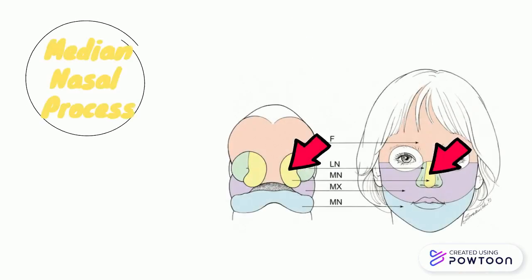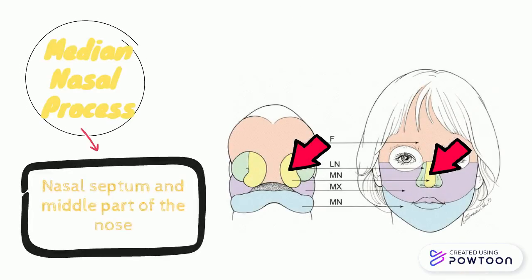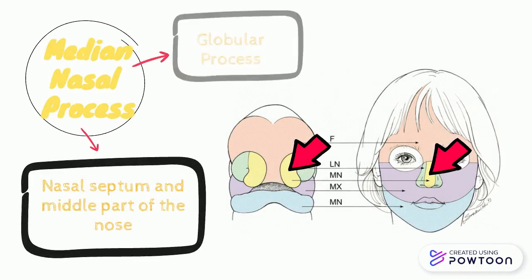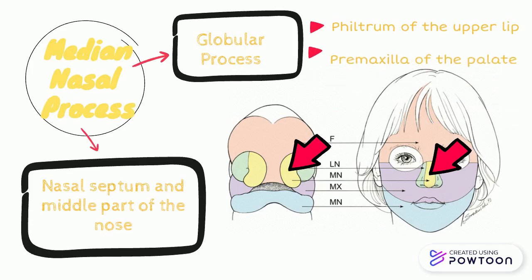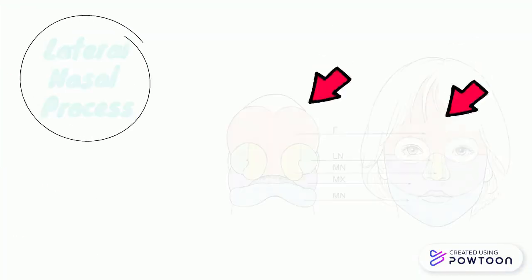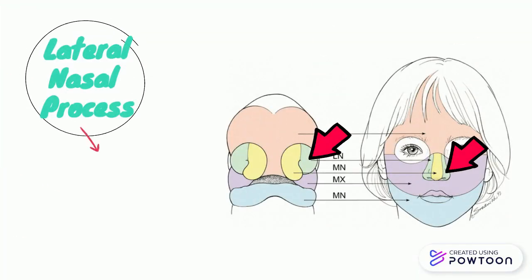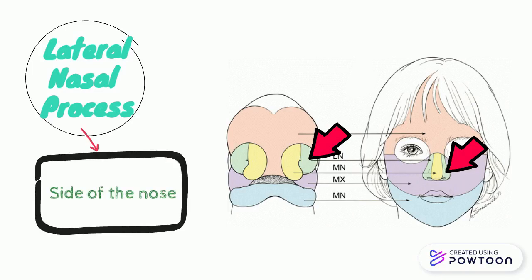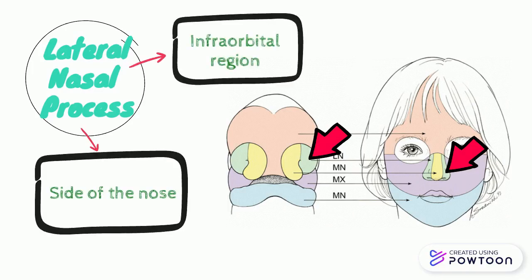The median nasal process of the frontal process forms the middle part of the nose, the nasal septum, and the globular process. The philtrum of the upper lip and premaxillary area of the palate constitute the globular process. The lateral nasal process of the frontal process makes up the side of the nose and the infraorbital region.